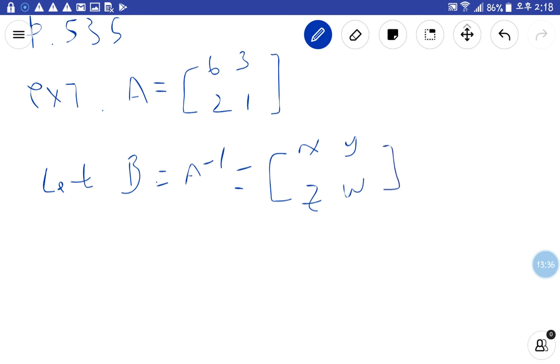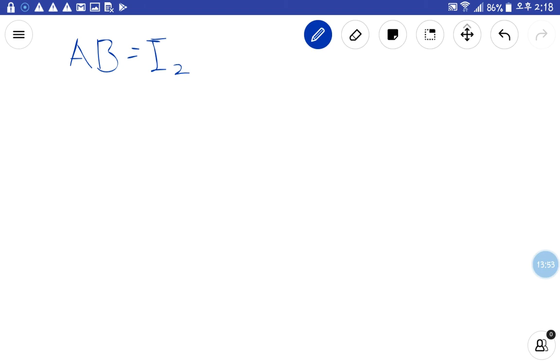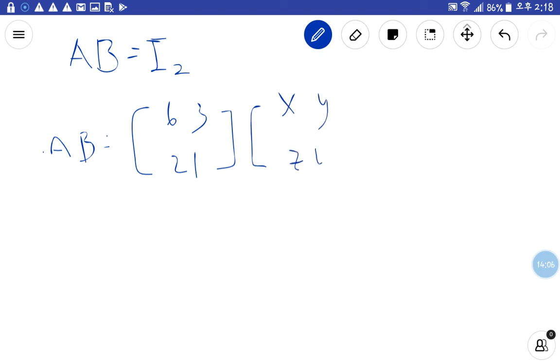Okay? Then if B is an inverse, it should give you an identity matrix, which is I2, because we have a 2 by 2 matrix given to us. Now I'm going to show you how we can get AB. So my A is 6, 3, 2, 1, and my B would be x, y, z, w, and then it should be the same as the identity matrix 1, 0, 0, 1.